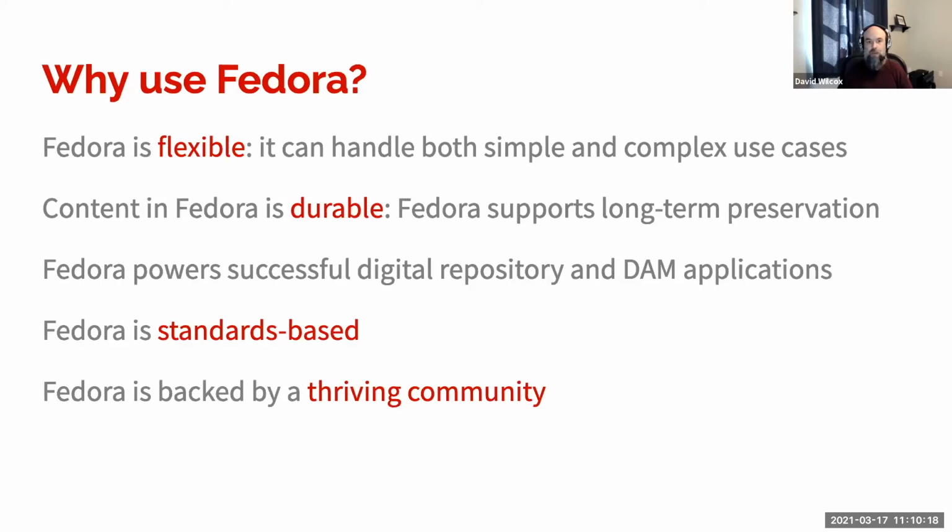But another key component here is this notion of durability. And again, this is even more pronounced in version 6 of the software. Fedora has always had a commitment to digital preservation, but in version 4 and 5, we shifted our focus a bit to the more front-facing linked data features, the API features. And now with version 6, we've really returned to this focus on long-term digital preservation and content durability.